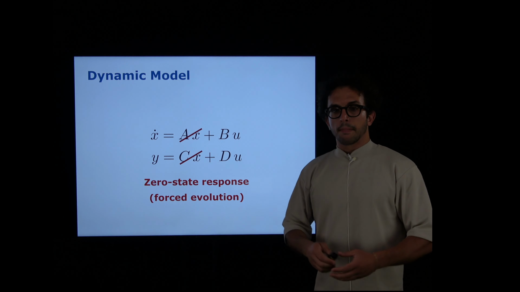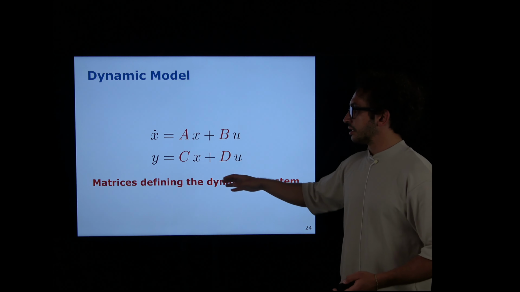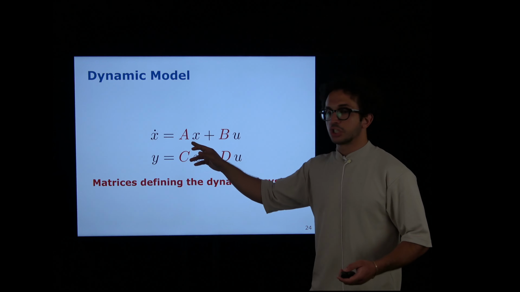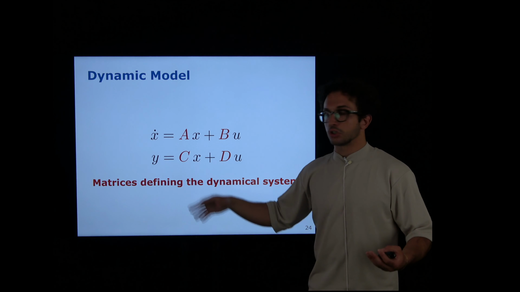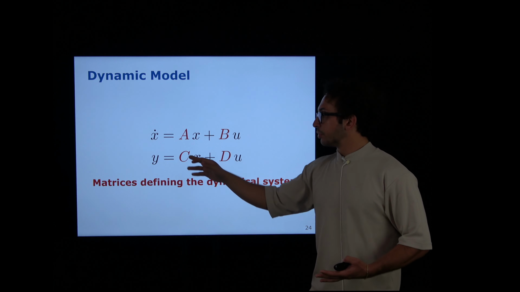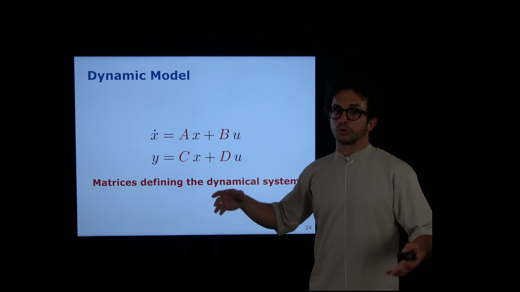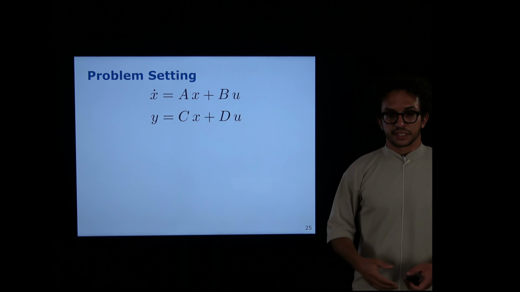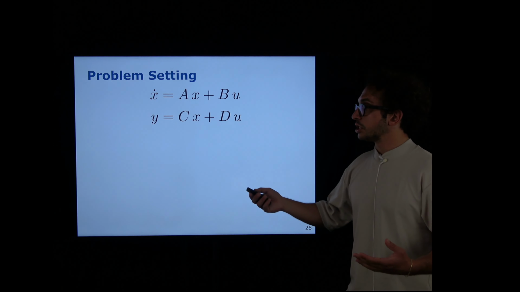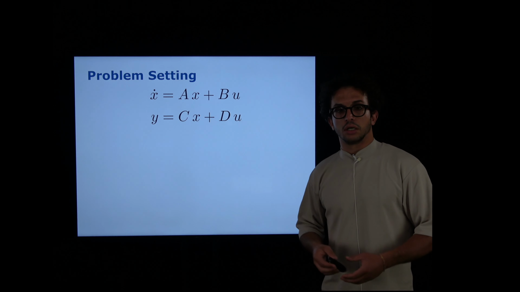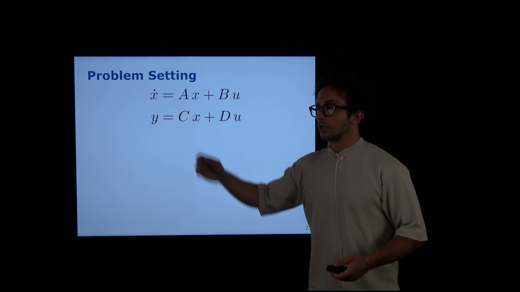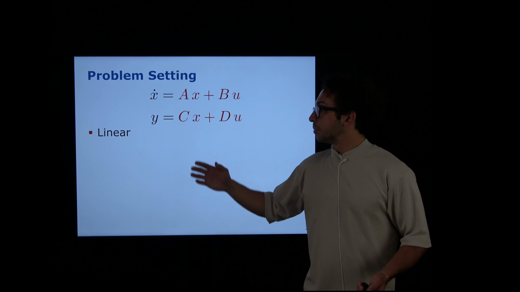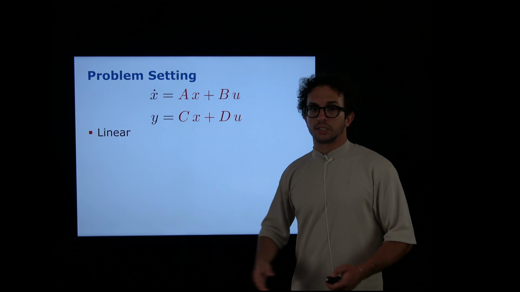So, back to a bit of nomenclature. These are the matrices that define the dynamical system, A, B, C, D, and they are relations between the state and its own evolution, the dynamic matrix, or the state and the input, state and output, input and output. They are just matrices. So, problem setting. We have these equations that are the evolution of the state and the evolution of the output. And we said that we want to deal with something that is linear, because in this course we will mostly see linear stuff.